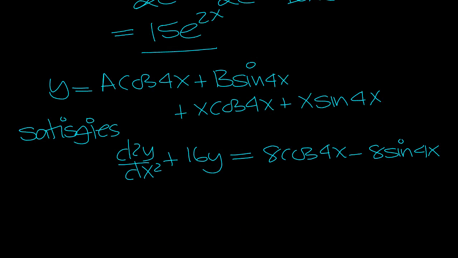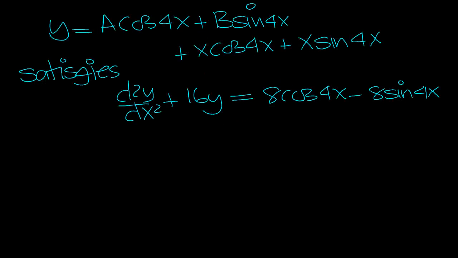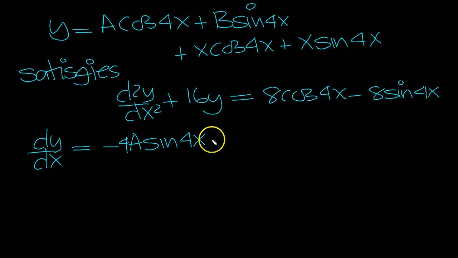Here's the next part of the problem then. Let's have a look at this. So we need d2y and we need y. We've got y, so let's get dy/dx, but we don't need dy/dx, but we will need the second. Cos goes to minus sine, so cos of something goes to minus sine of something, multiplied by the something differentiated, so that's a 4.